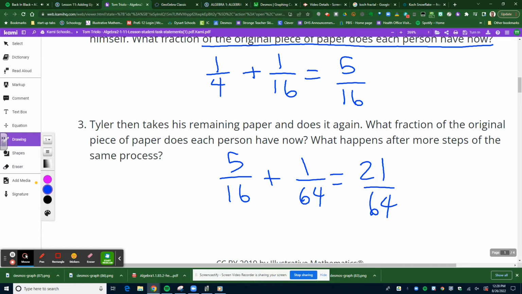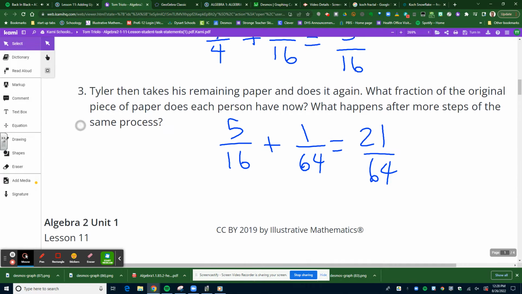Tyler then takes his remaining paper and does it again. What fraction of the original piece? That's not worded really well, so we're going to leave that out.